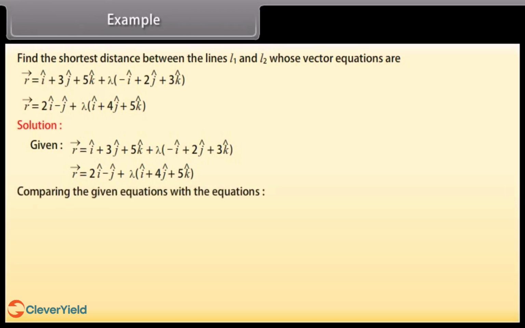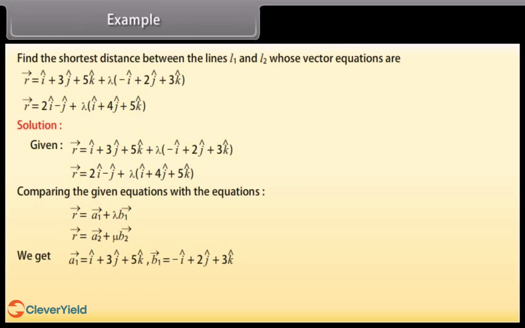Comparing the given equations with the equations vector R equals vector A1 plus lambda vector B1, vector R equals vector A2 plus mu vector B2, we get vector A1 equals cap I plus 3 cap j plus 5 cap k, vector B1 equals minus cap I plus 2 cap j plus 3 cap k, vector A2 equals 2 cap I minus cap j, vector B2 equals cap I plus 4 cap j plus 5 cap k. Vector A2 minus vector A1 equals cap I minus 4 cap j minus 5 cap k.